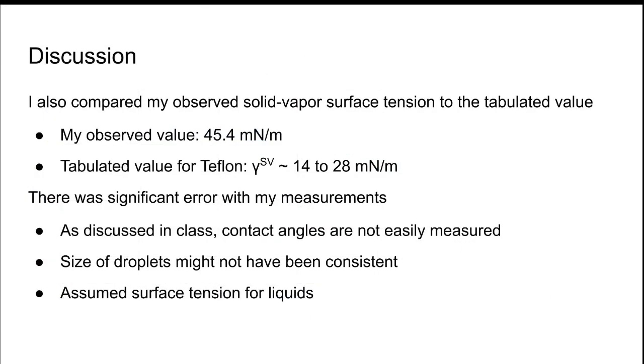But there are some explanations for the significant error in my measurements. As discussed in class, contact angles are not something that can be easily measured, and I had to measure 7 of them, so that may have contributed to that problem. And there could have been some technical errors I didn't notice at the time, such as making the size of my droplets inconsistent between liquids. On that matter, the assumed surface tension for liquids I searched online may not have actually represented the liquids I actually used.